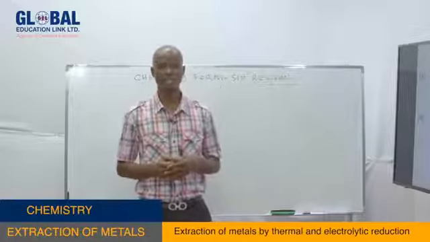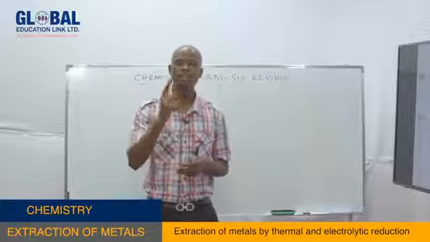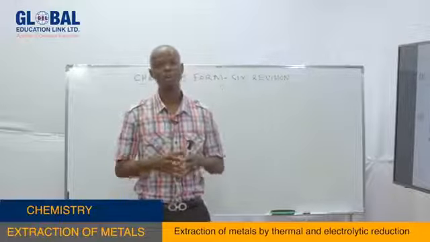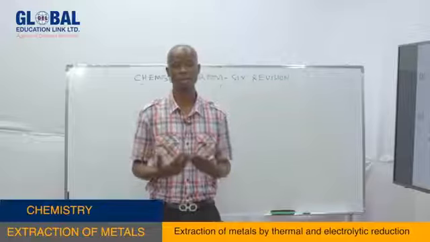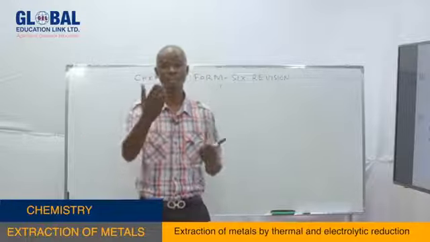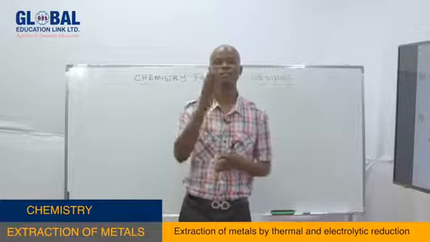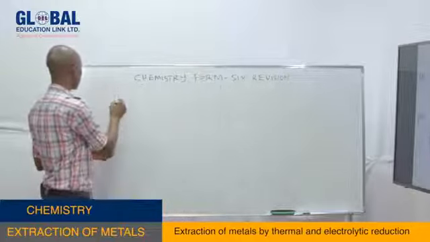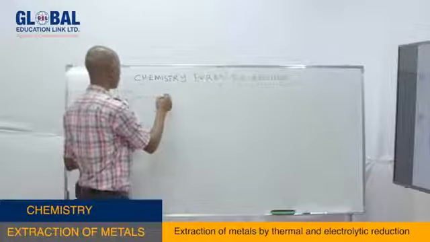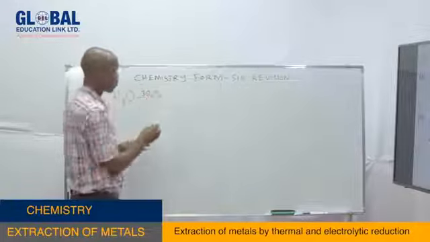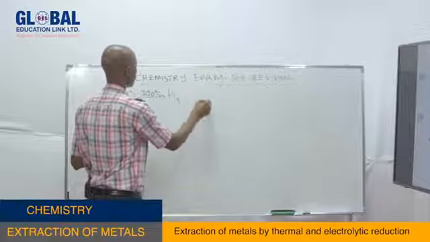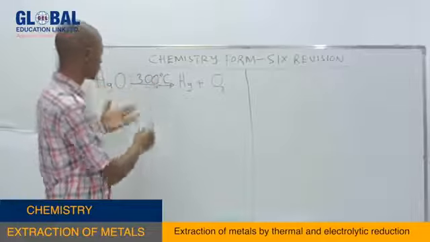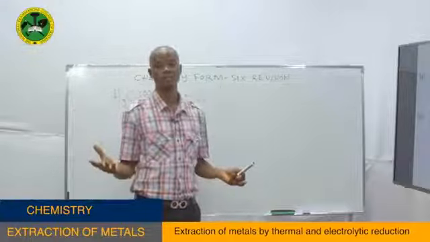Number one, thermoreduction. In thermoreduction, we said that the oxides of the metals which are found below or at the bottom of the reactivity series can be extracted by this method. That is thermoreduction. For example, mercury. You can reduce mercury oxide into mercury by just using heat alone. That's very simple. For example here, mercury oxide. This one can be heated to about 300 degrees Celsius to get mercury and oxygen gas. Therefore, my dear students, you can try to take a piece of paper and balance this simple equation. So that is thermoreduction. That is number one.